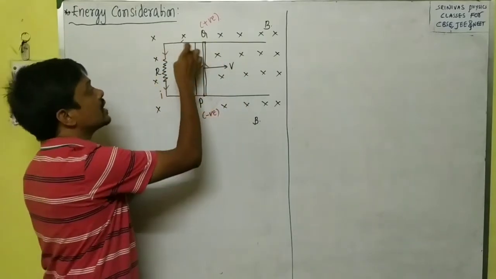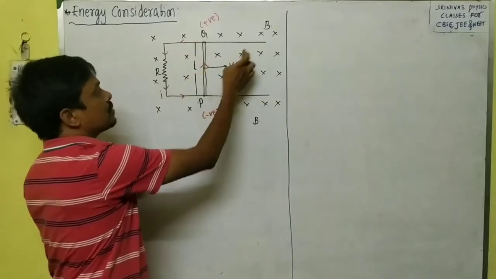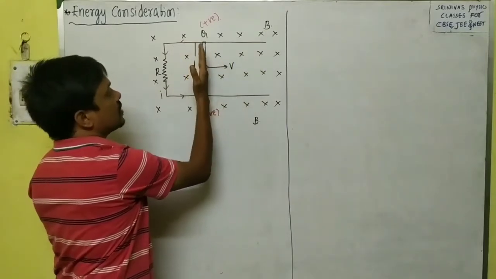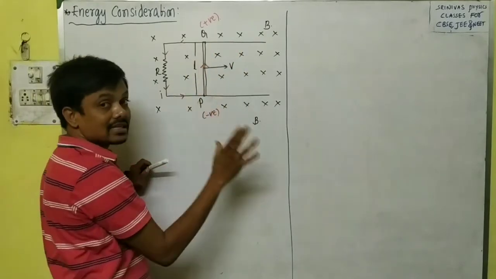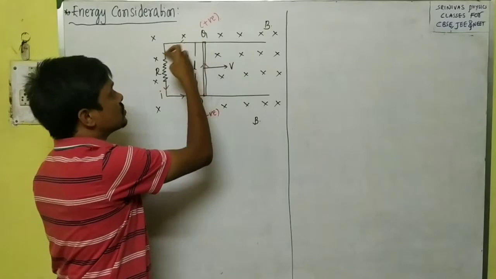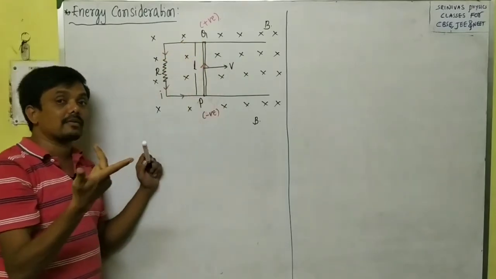Why? Because the area of the loop changes, the flux linked changes, because it is placed in the magnetic field. When we move this conductor to the right side, the area of the loop is increasing, the flux is increasing, and the change in flux induces current and EMF in this. The direction of the current is given by the Fleming right hand rule.